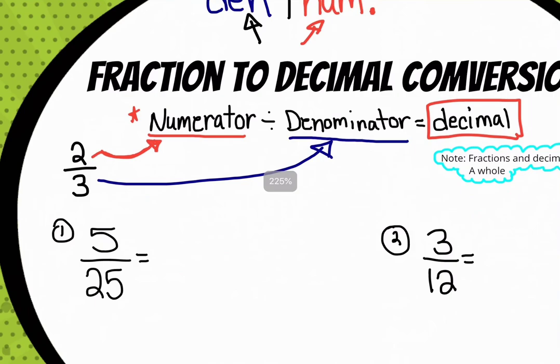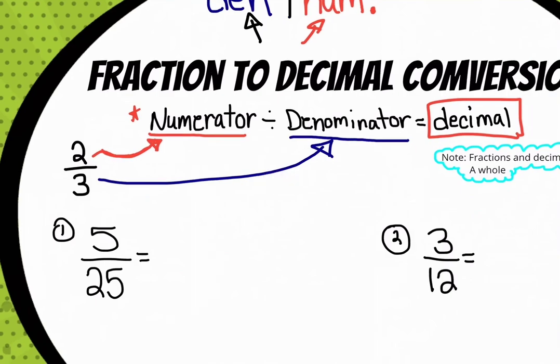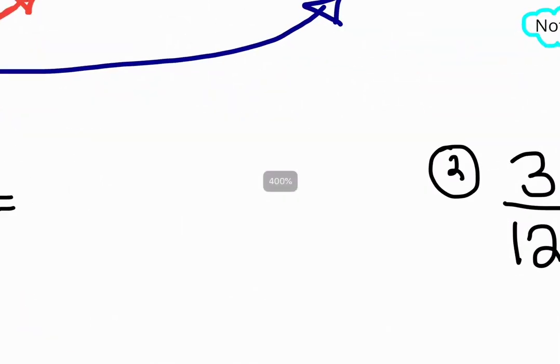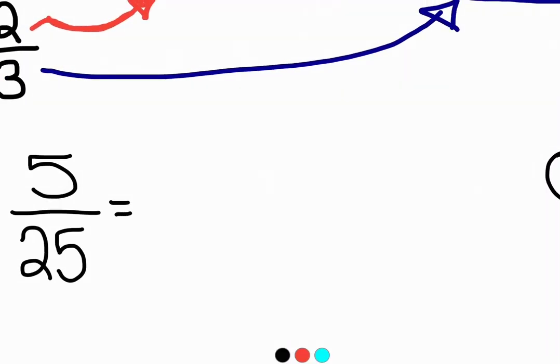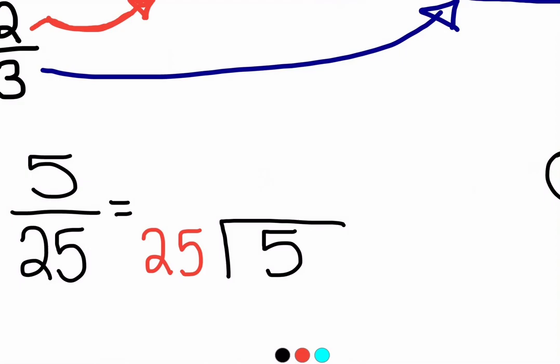So here's two fairly easy problems that we will walk through, so we will find an answer together. As I said, the numerator is going to go, make a division sign. The numerator, top number, is going to go inside the house. The denominator is going to go outside the house. And my answer will be found up here.